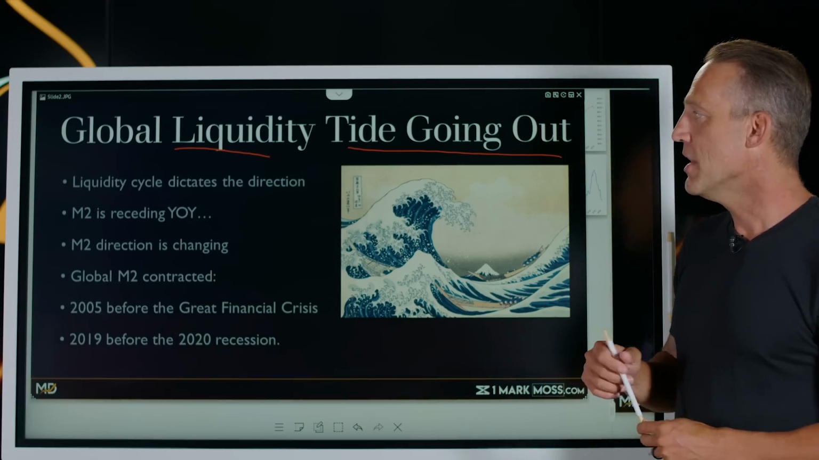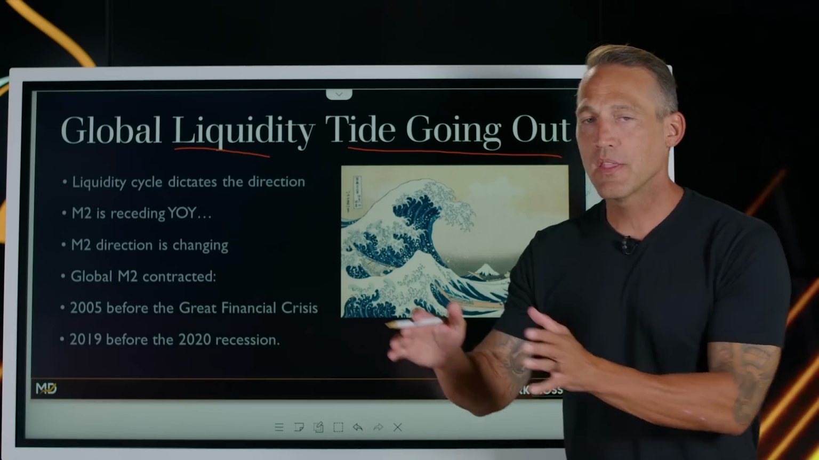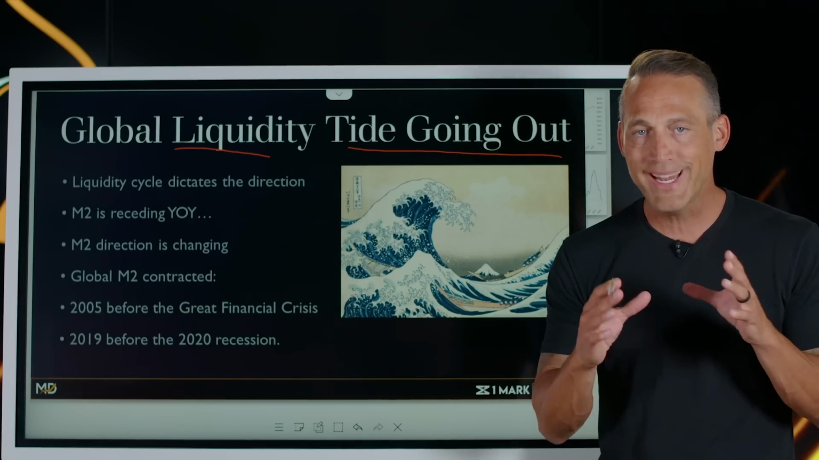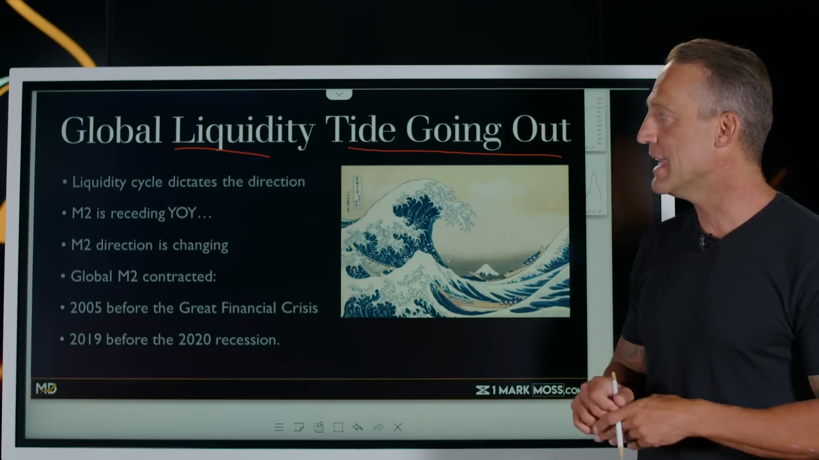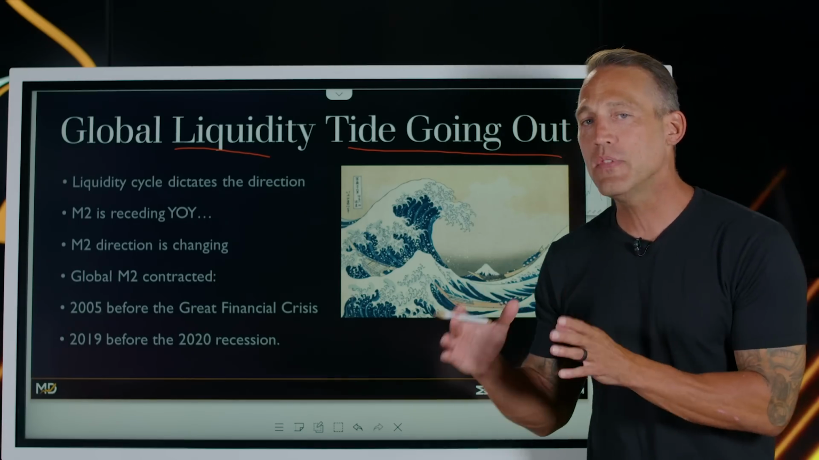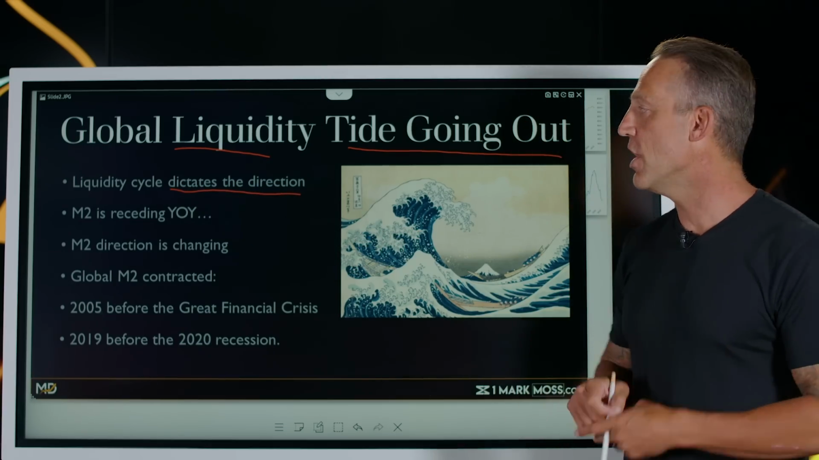So what am I talking about? We want to look at just like an ocean, the tide comes up and the tide goes down. We want to look at the liquidity in the system to see which direction the liquidity is heading, and the direction of that liquidity is what dictates the direction of the markets.